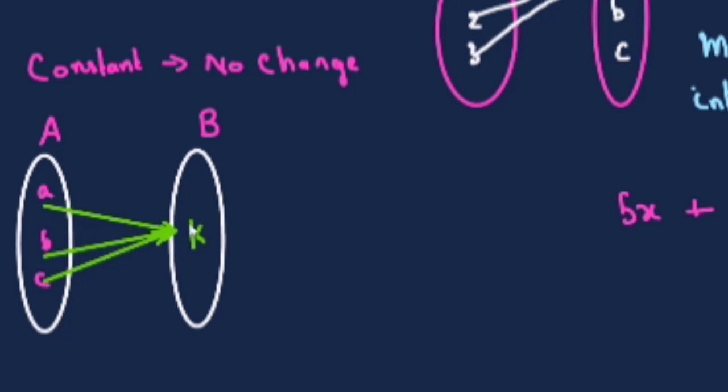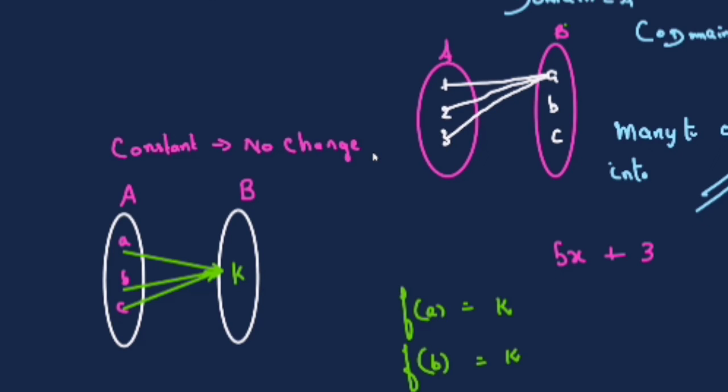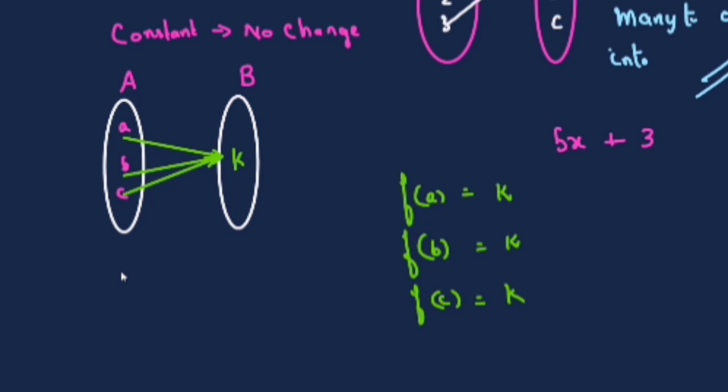Now everything goes to a particular constant. Everything is mapped to a constant. F of A is K. Everything is mapped to a particular constant. Then we say it is a constant function. This is also a constant function. Everything is mapped to A. Can you see that? So it is called a constant function. The definition of a constant function is f of x is equal to a constant. There is no x here.